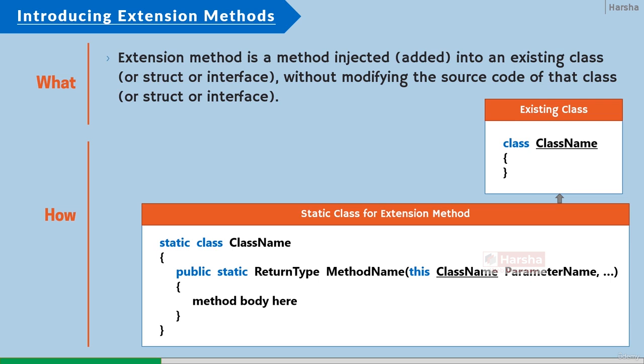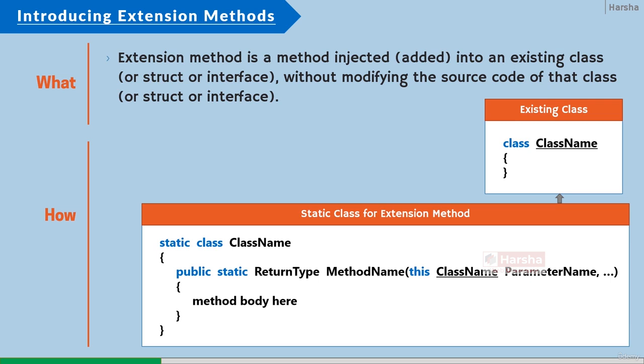You will create your own method, but logically that method will be added to the existing class of the class library. So you don't have the source code of the class, or you are not modifying the class definition, but you are able to add the method to the existing class. This is the goal of extension method. So adding the methods to predefined classes and adding the methods to the class libraries that are developed by other developers, these two are the best use cases of extension methods concept.